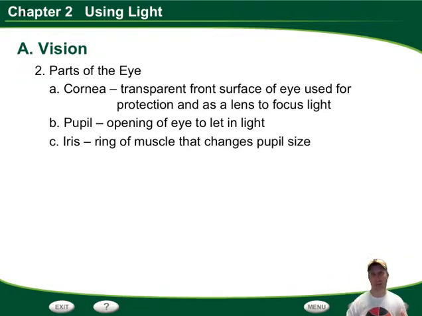The iris is just a ring of muscles that change the pupil size, and God could have just made the iris bland. The iris could have been just all one color, but instead he made it a variety of colors, and so we get eyes from green and brown to blue.